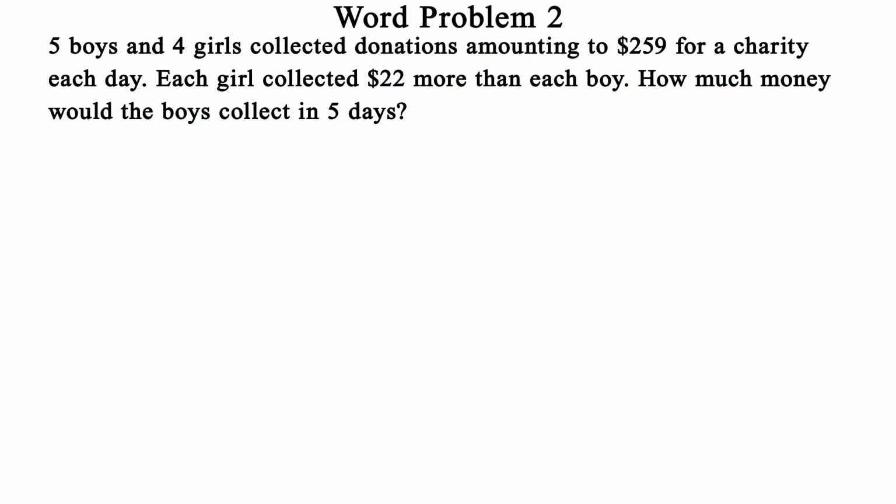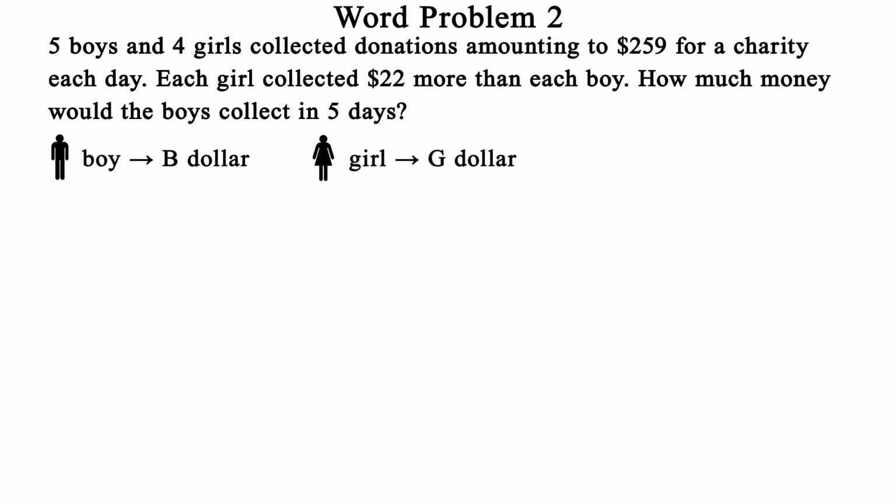Now very important is the starting point. We can see what's happening: boys and girls are collecting donations. So let us start with, let us say each boy is raising $B in donations every day. B for boys, that makes more sense. And each girl is raising $G every day. So each boy $B, each girl $G.